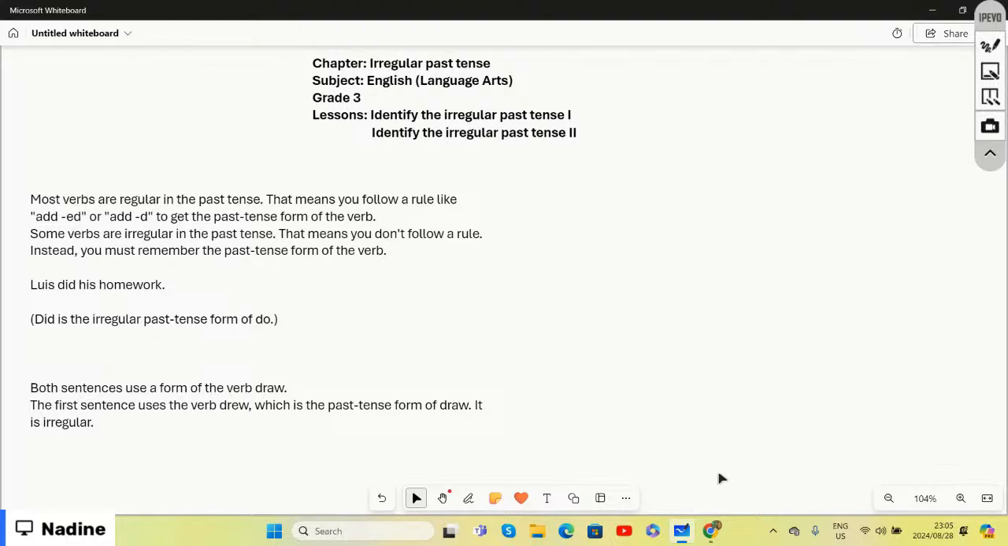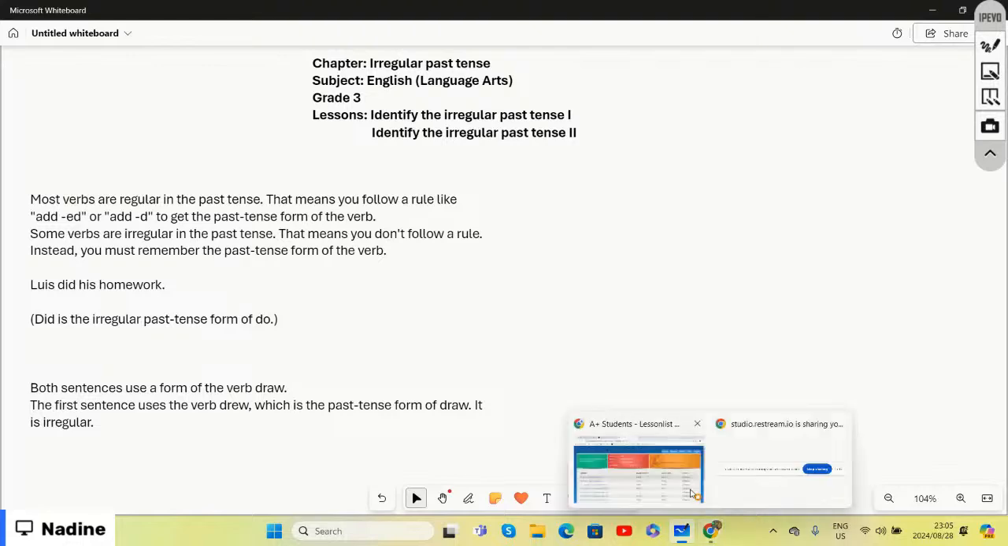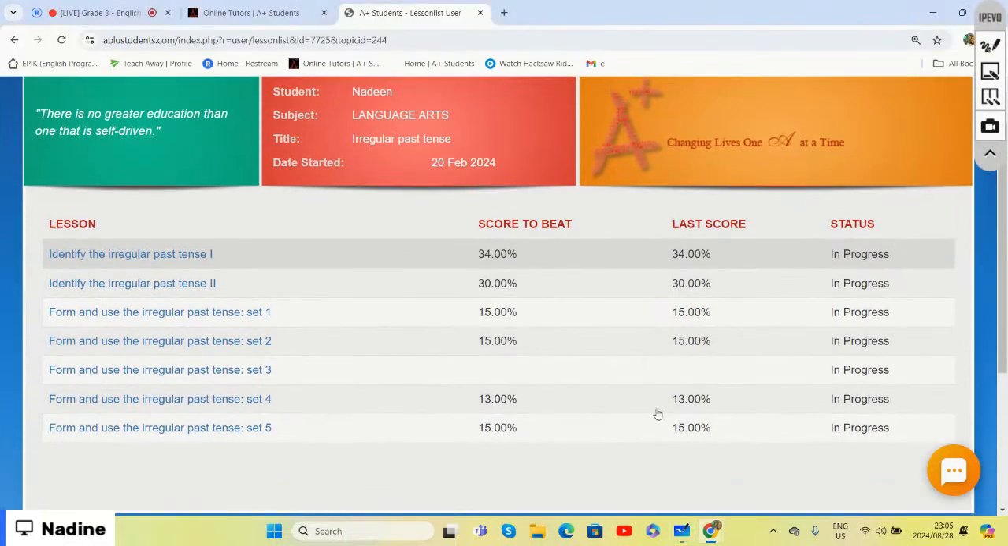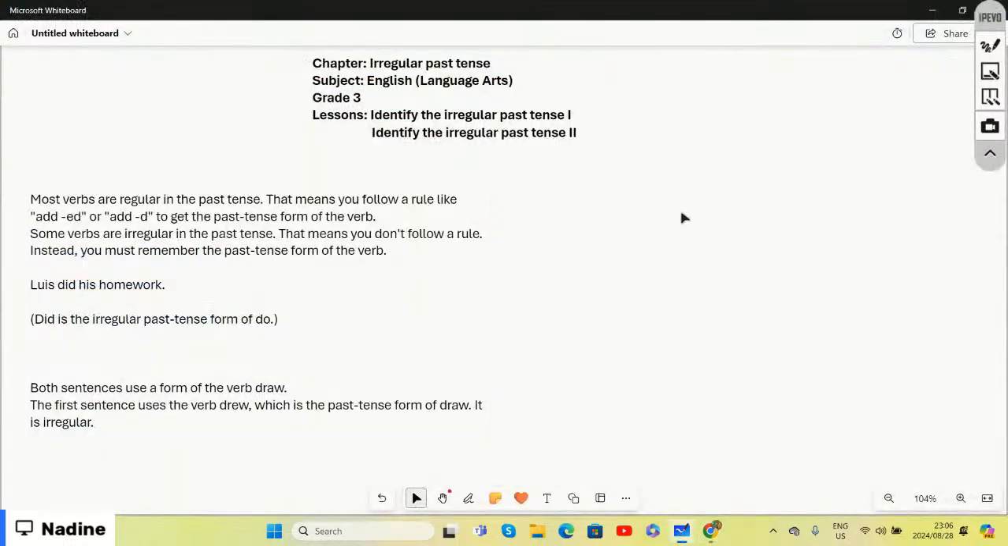And as you can see, there are quite a few lessons under the irregular past tense. So that is what we're going to do over a period of a couple of days, right? So it's going to be more than one lesson on specific days that we're going to be focusing on irregular past tense. All right.